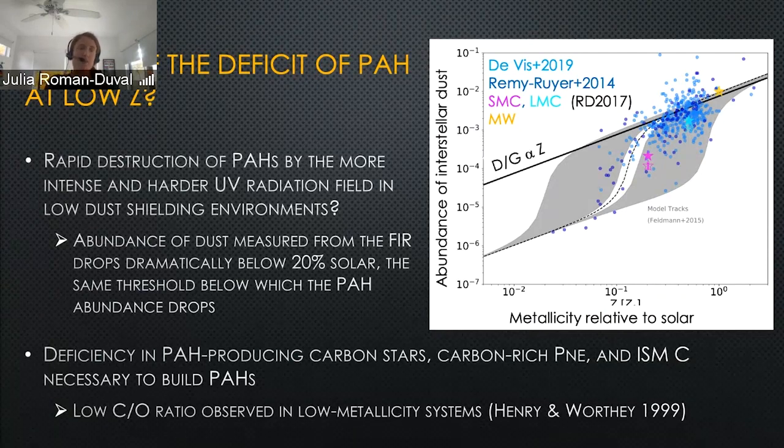And the other hypothesis is that those low metallicity galaxies have a deficit of carbon. Carbon is, of course, needed to build those PAH molecules, which are composed of carbon and hydrogen exclusively. But it has been observed that the stellar carbon to oxygen ratio is much lower in those systems. And so it's possible that they just don't have enough carbon to build those molecules. So these are the two hypotheses that we have to explain the low abundance of PAHs at low metallicity, but we do not have the observations to tell which one is the correct one, or even both.